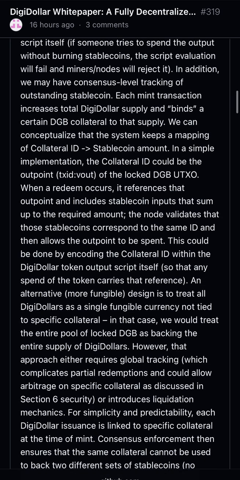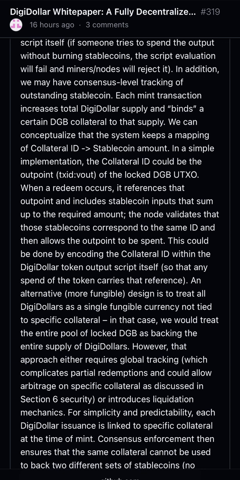Each mint transaction increases total DigiDollar supply and binds a certain DGB collateral to that supply. We can conceptualize that the system keeps a mapping of collateral ID to stablecoin amount. In a simple implementation, the collateral ID could be the outpoint (TXID, VOUT) of the locked DGB UTXO. When a redeem occurs, it references that outpoint and includes stablecoin inputs that sum up to the required amount. The node validates that those stablecoins correspond to the same ID, and then allows the outpoint to be spent. This could be done by encoding the collateral ID within the DigiDollar token output script itself, so that any spend of the token carries that reference.